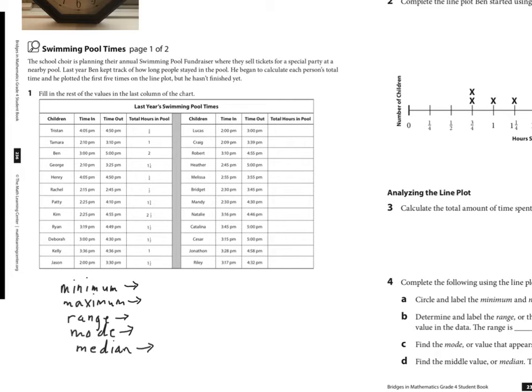So these 2 pages go together, and basically they're doing a swimming pool thing, and this boy Ben is keeping track of how long people are in the pool. So his times in and time out are here, and then how many total hours are they in the pool. And then over here, he's making a line plot to show this data. And he's already done these first 5 people. He's already put those onto the line plot. Let's have a look at that real quick.